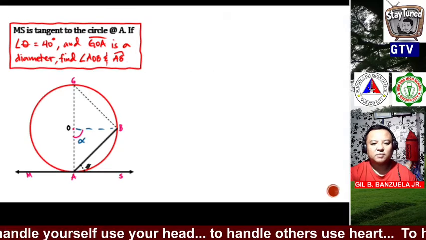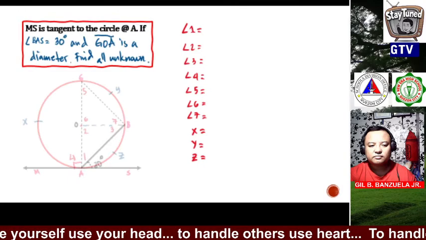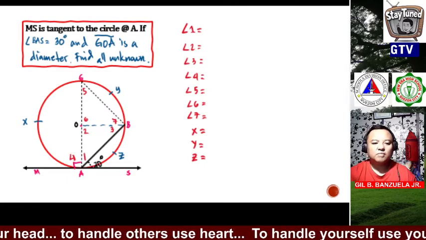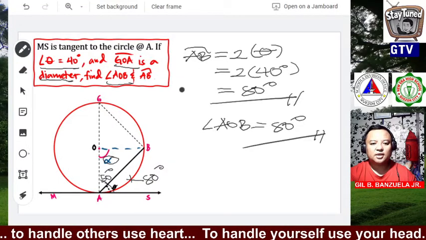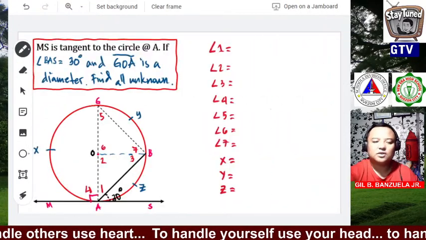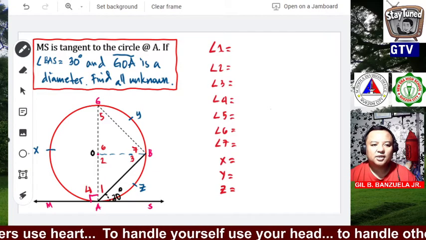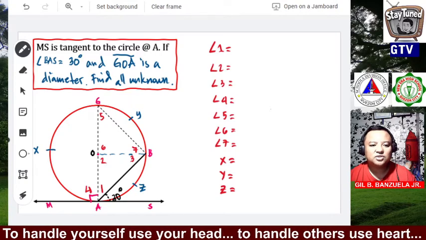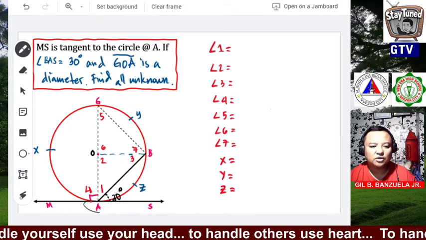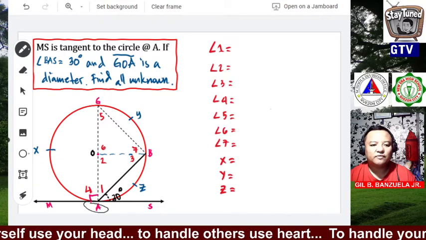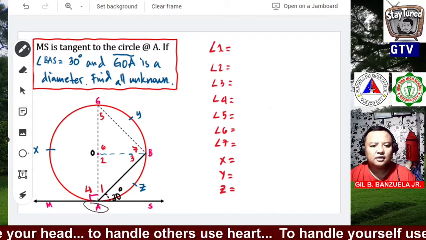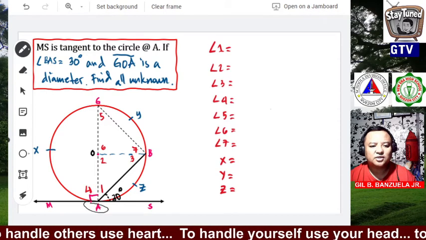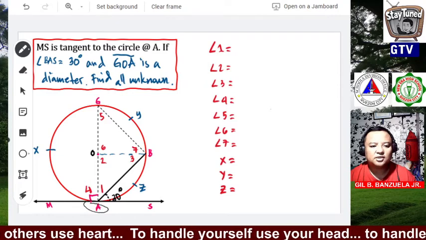So let's go back to the PowerPoint. Let me present this again on my whiteboard. We will solve this on the Jamboard. Here, the line segment MS is tangent to the circle at A. This is our point of tangency. Therefore, since they are tangent there, based on the radius-tangent theorem, the segment O to A is a radius.